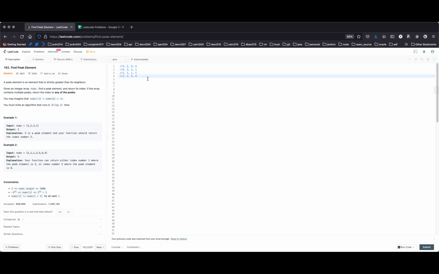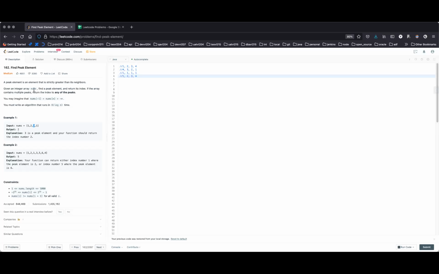So this is Find Peak Element. The question is: a peak element is an element that is strictly greater than its neighbor. So we can take one sample. The input is an integer array, and in this integer array we need to find the peak element. In this example, 1, 2, 3, 1, if you take any specific element and both the left and the right are smaller than that element, then we can consider that a peak element. That's the thing that we need to find.